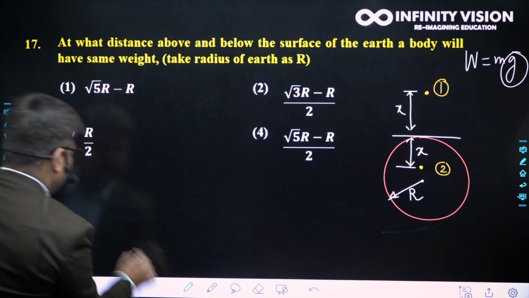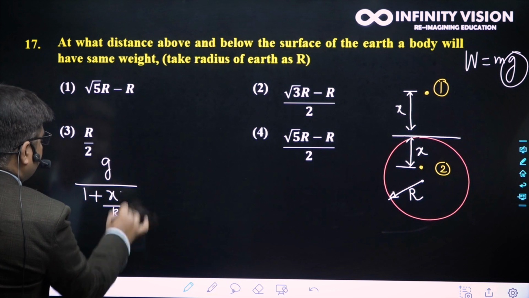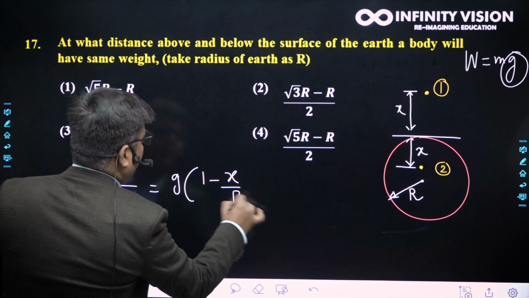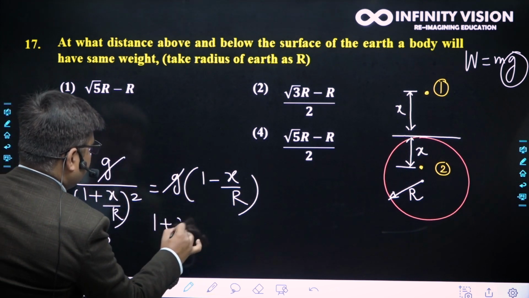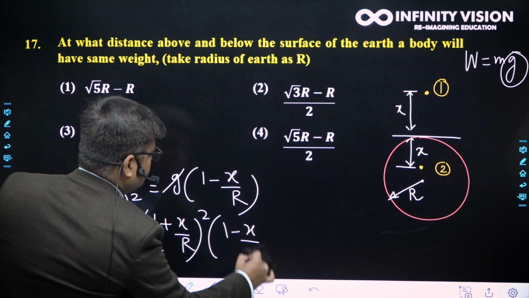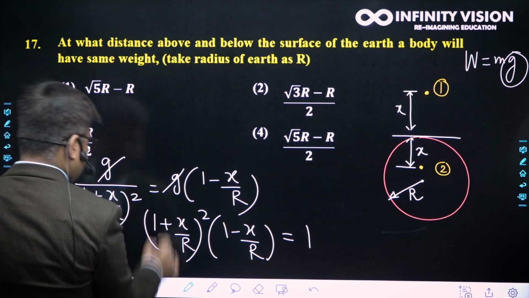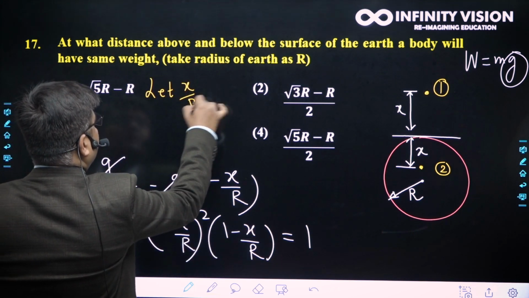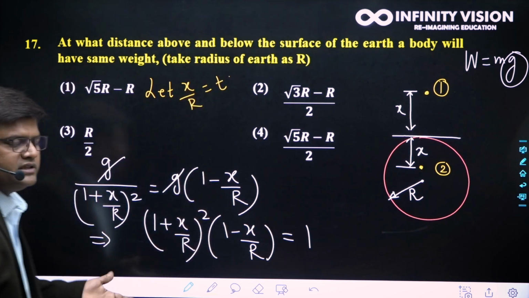So equating 1 and 2, we get g upon (1 plus x by r) raised to the power 2 equal to g into (1 minus x by r). Cancelling g on both sides, we will be left with (1 plus x by r) whole square times (1 minus x by r) equal to 1. Now let us assume x by r equal to some variable t, so that the equation comes in a single variable.